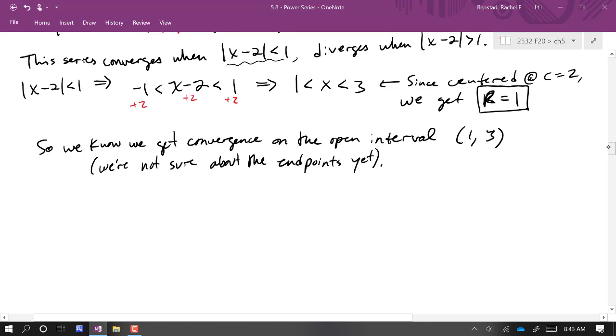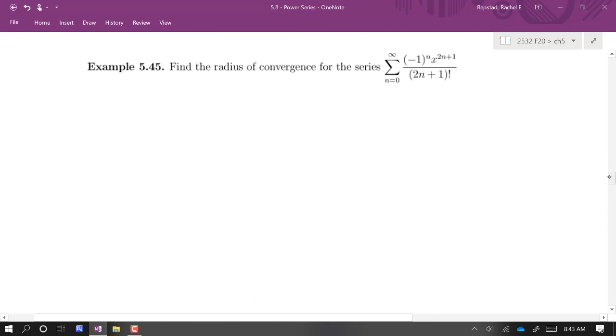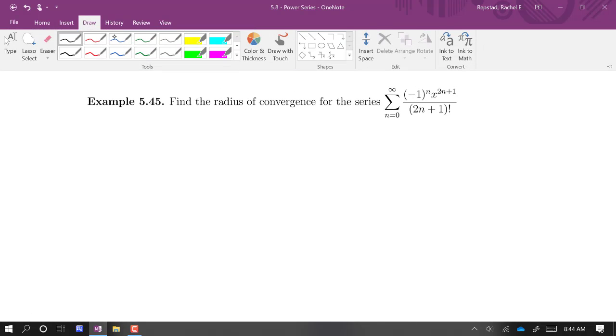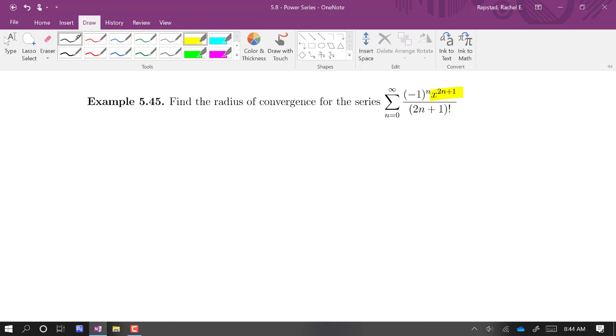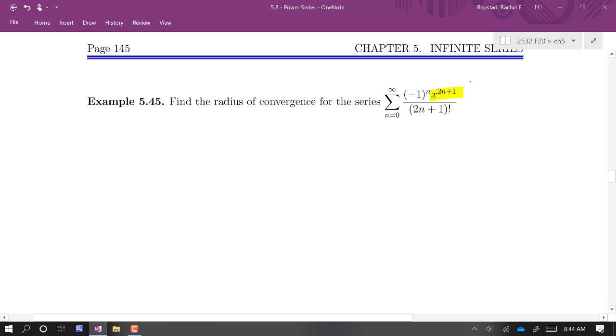All right. So let's take a look at another one. We're going to find the radius of convergence for this series. I guess we'll start by just recognizing, we have powers of x here, right? x to the 2n plus 1. So that means that this is centered at 0. So now we're just going to consider non-zero values of x.